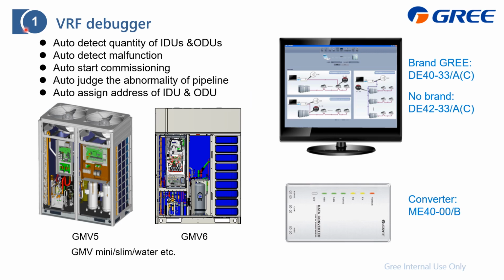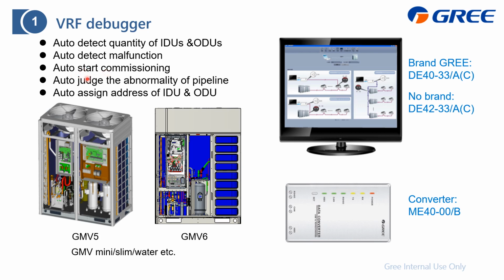First of all, what can this VRF debugger do? I listed these 5 functions. First, it can auto-detect the quantity of indoor units and outdoor units. And the next is to detect malfunctions, which is the error, not only the error code, but also when it happened, and also the detailed information.